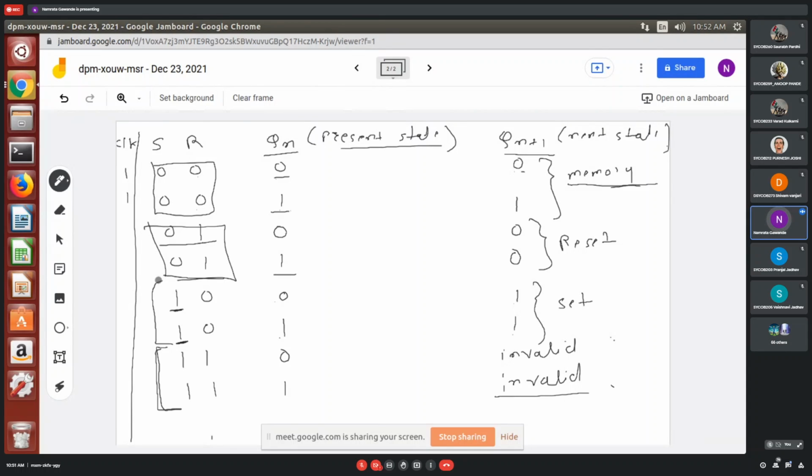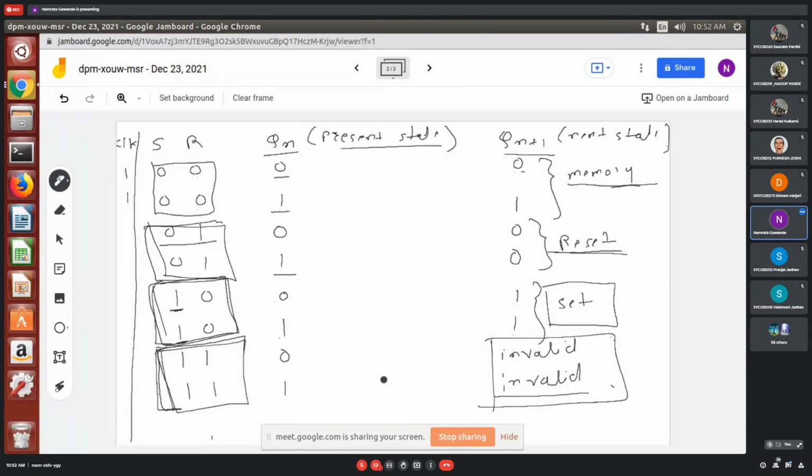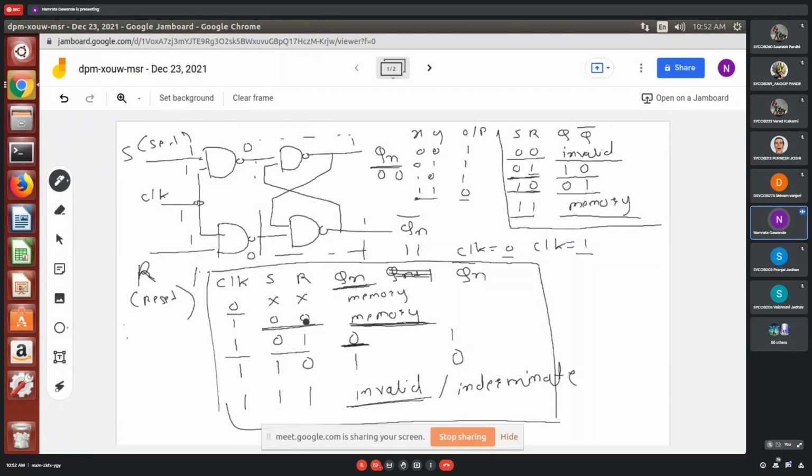For 0, 1, the circuit will always get reset. For 1, 0, the circuit will always be in the set state. And for 1, 1, the circuit will always work as an invalid state. So the same cases, this is just a reduced form: 0, 0, 0, 1, 1, 0 and 1, 1. 0 means what? Reset. 1 means what? Set. Whenever the reset is 1, the output will be 0. Whenever the set is 1, that time the output will be 1. So this is a very important part.